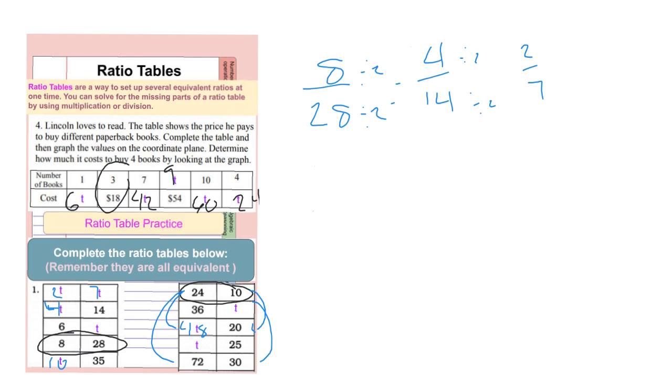If we look at the other relationships here, from 20 to 25, it went up by 5. 25 to 30, it went up by 5. So that means from 10 it should be 15 here. And here it's going up by 12. So 24 to 36 is 12. 36 to 48 is 12. So 48 to 60 is 12. So 60 and 35 should go together.